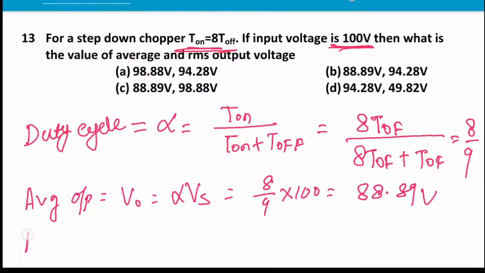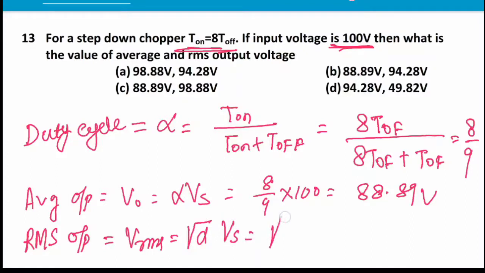And what is the RMS voltage? RMS output voltage will be Vrms is equal to root over of alpha into Vs, which is equal to root over of 8 by 9 into Vs, that is 100, which is equal to 94.28 volt, and this is option B, the correct answer here.